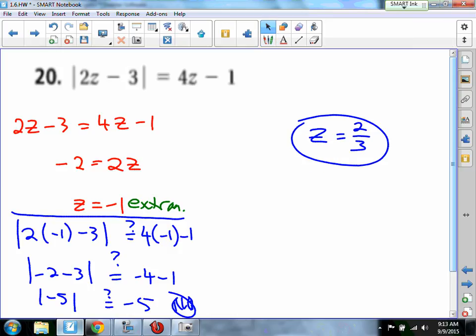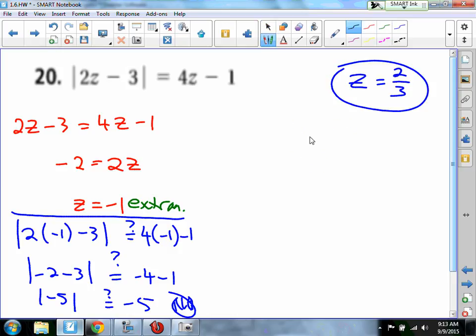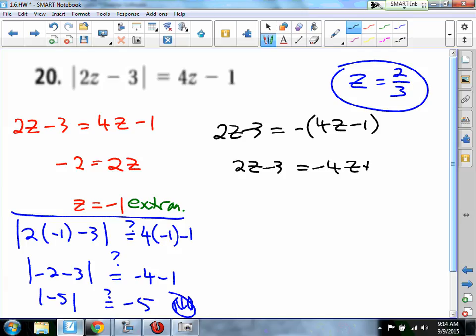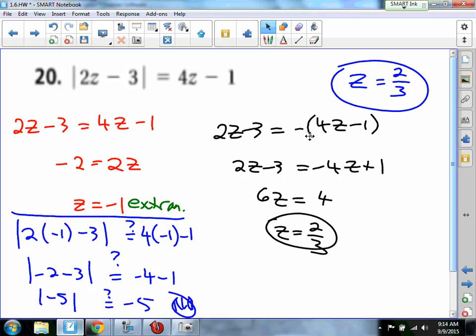So where does the other one come from? I don't know. Maybe we pull it out of thin air. Maybe 2z minus 3 is the opposite of 4z minus 1. Be careful when you do that, okay? Notice I put the opposite of that quantity, so I'm going to distribute my negative. 2z minus 3 is negative 4z plus 1. So 6z is 4, and z is 2/3, because 4/6 reduces to 2/3. So the calculator actually won that battle. 2/3 is the solution to that one. Any questions, comments, concerns, short debates about number 20?